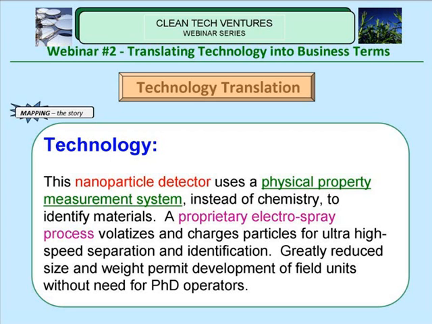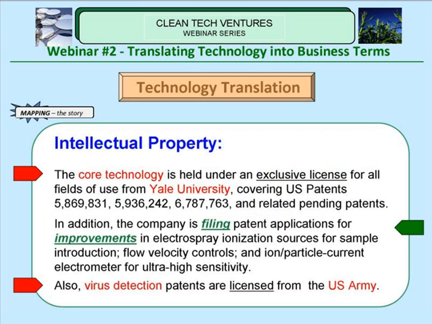From that, we're able to determine what the molecule is. This particular design will greatly reduce size and weight, so field units can finally be developed. Now, the intellectual property associated with this technology has three phases, three sections to it. The core technology is actually licensed exclusively from a U.S. university. As the R&D company works with that core technology, improvements are made to it. So now new patents are filed for those improvements.